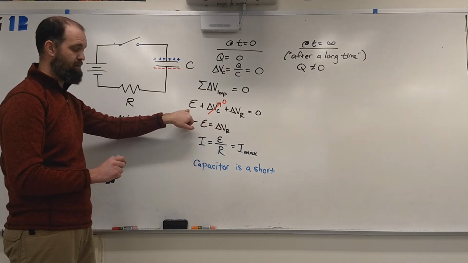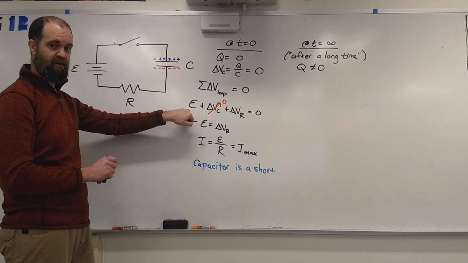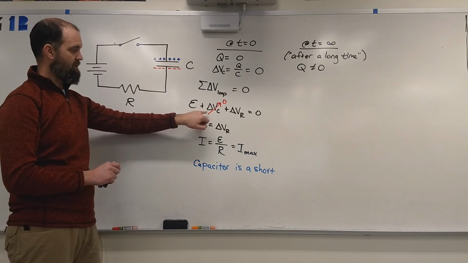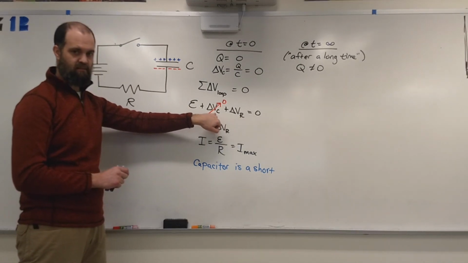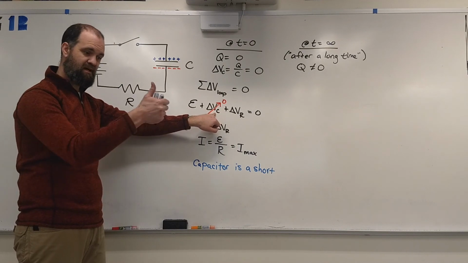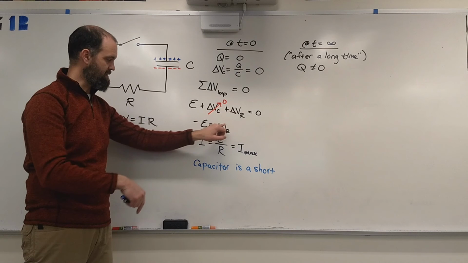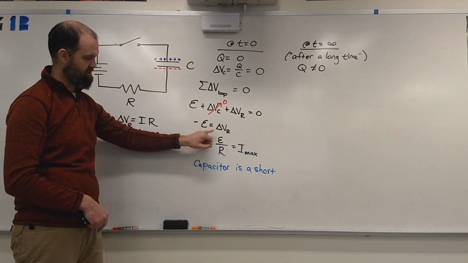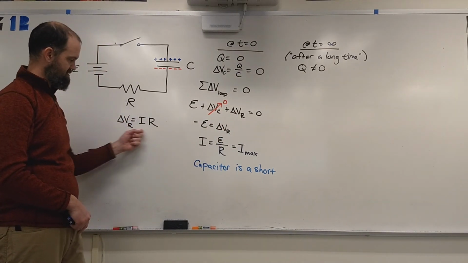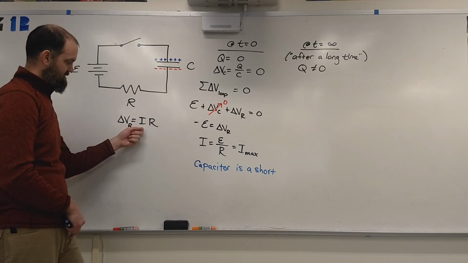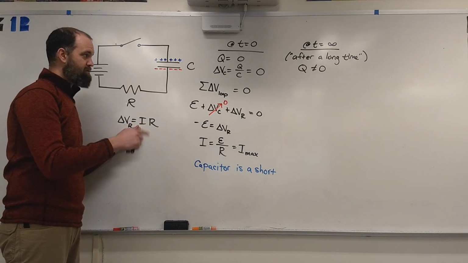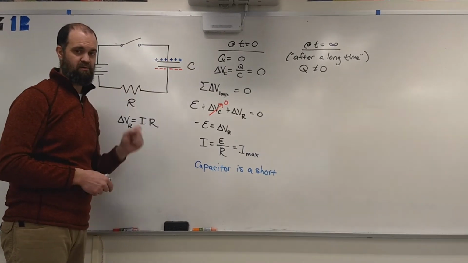They have to add up to the battery's potential difference, the EMF provided by the battery. So as the potential difference across the capacitor goes up, the potential difference across the resistor goes down. But the potential difference across the resistor determines the current through the resistor, according to Ohm's law, and as the current goes down, the rate at which you're charging up the capacitor goes down.